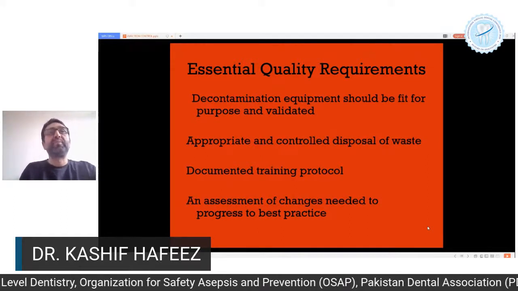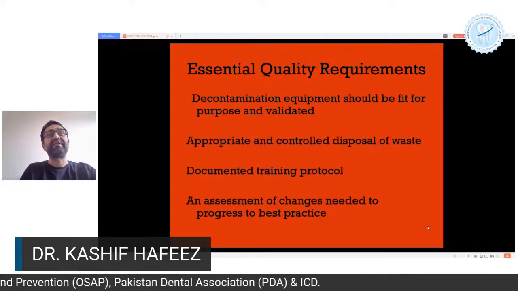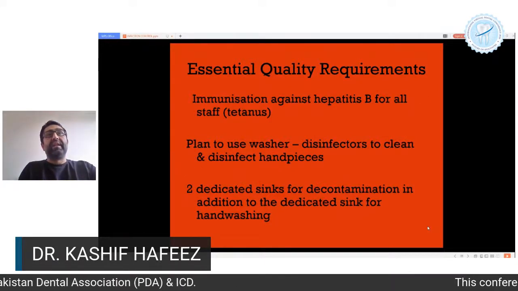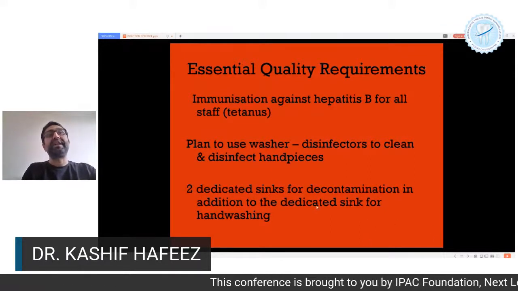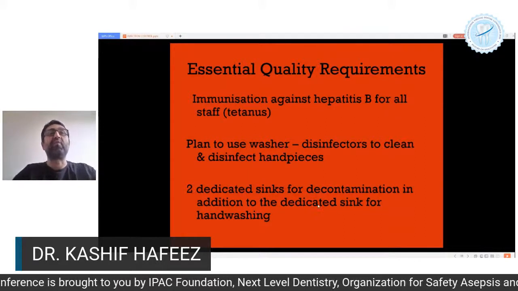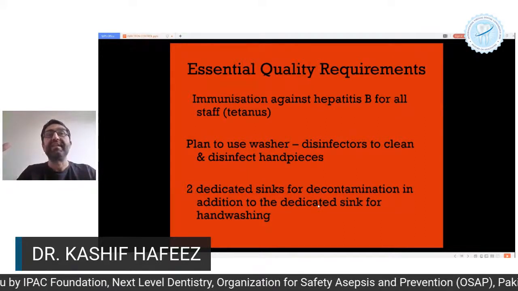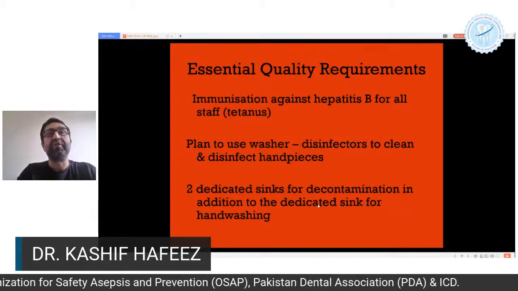Appropriate control of disposable waste and a documented training protocol. So your staff training should be documented. Immunization, we have already discussed, and note that there are two dedicated sinks for decontamination in addition to the dedicated sink for hand washing. So there are multiple sinks here. You're not using the same hand washing sink for decontamination.